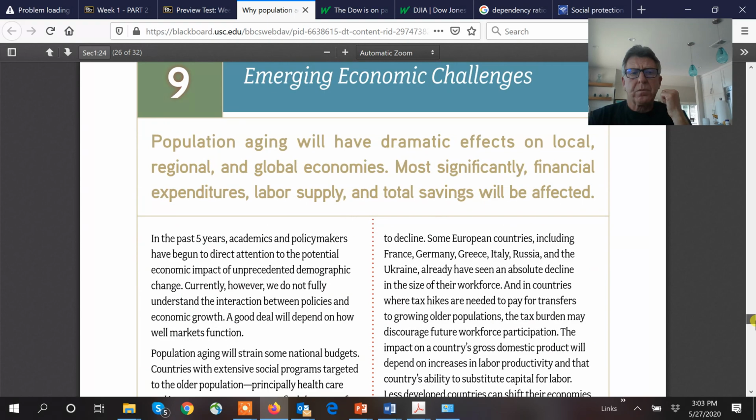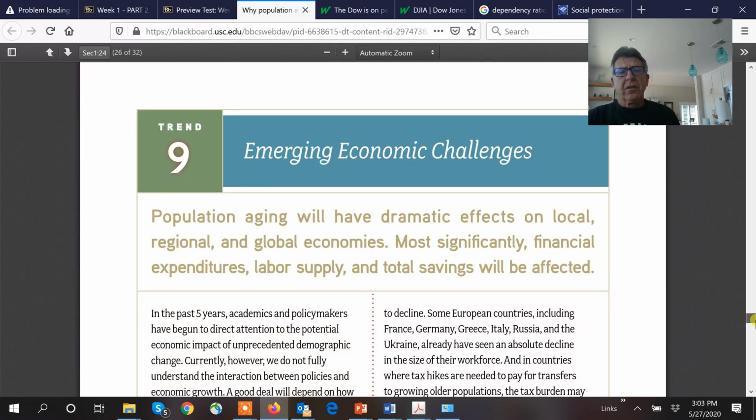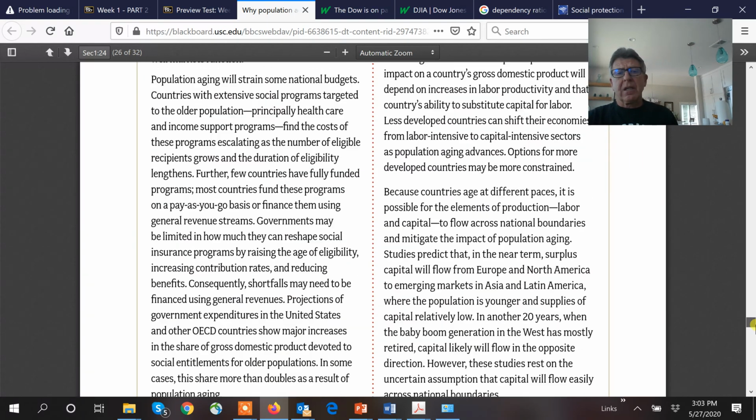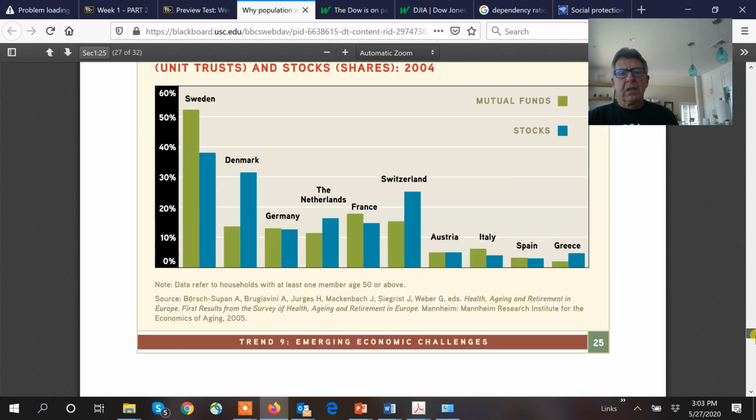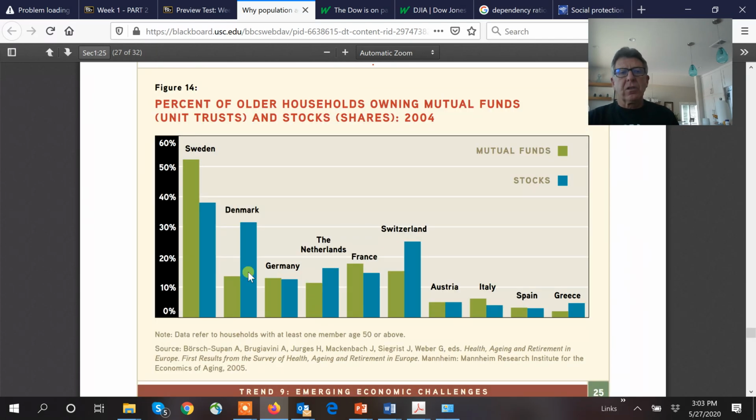All righty. This chapter goes over these economic challenges, and it shows you right here that there are transitions happening. So this is again global. We see not people in those countries that I just showed you a second ago that had great pension systems. Why should I take my own money and invest in stocks when I know you're going to give me money anyway? So they're not investing here.